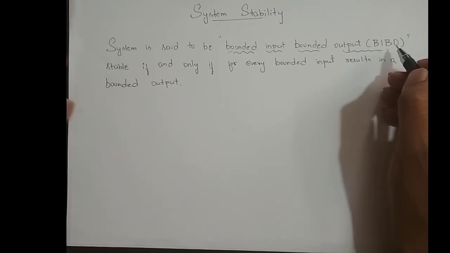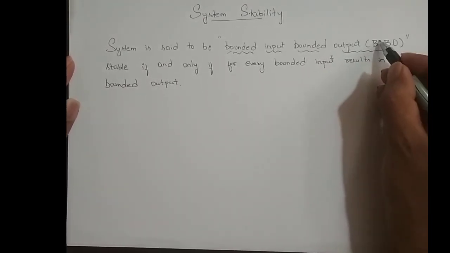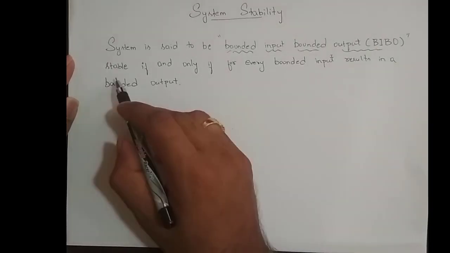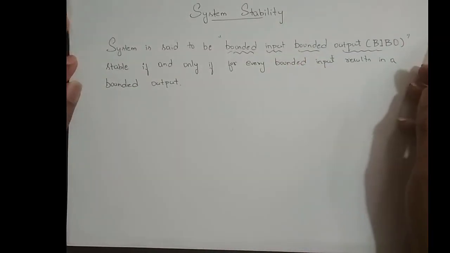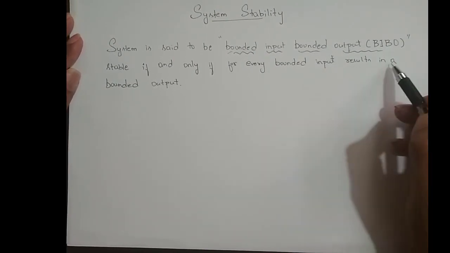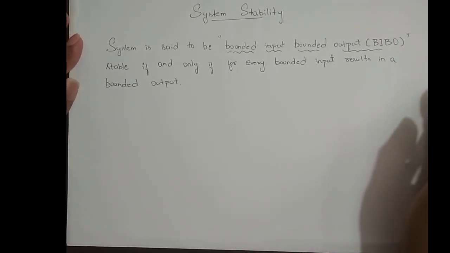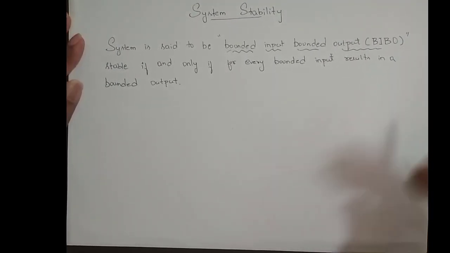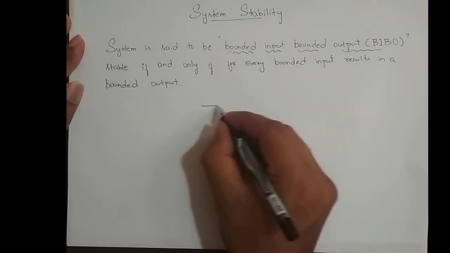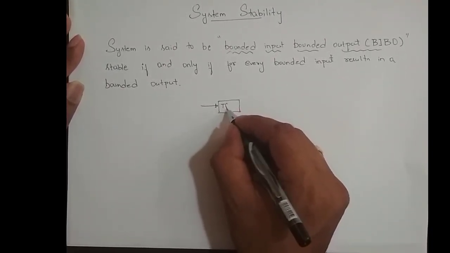What is bounded input, bounded output? I will let you know later. In short, we call it as BIBO. Okay, stable if and only if for every bounded input the system should result in a bounded output. Okay, let me convince you with a graphical representation. Say I have a system which does some transformation.